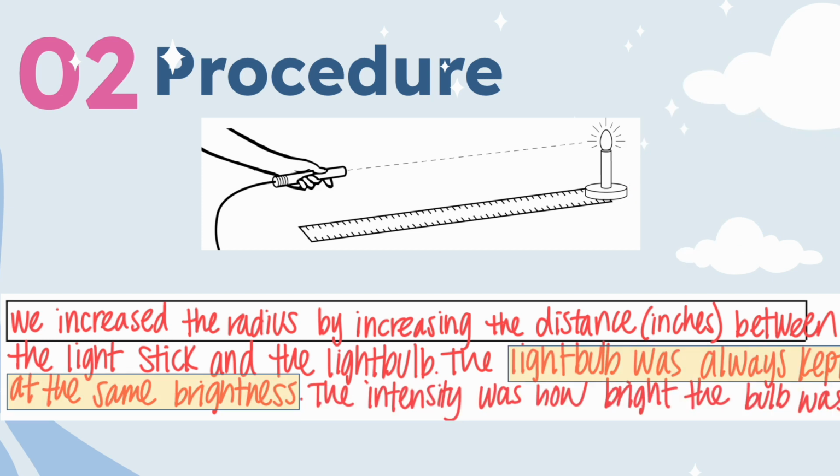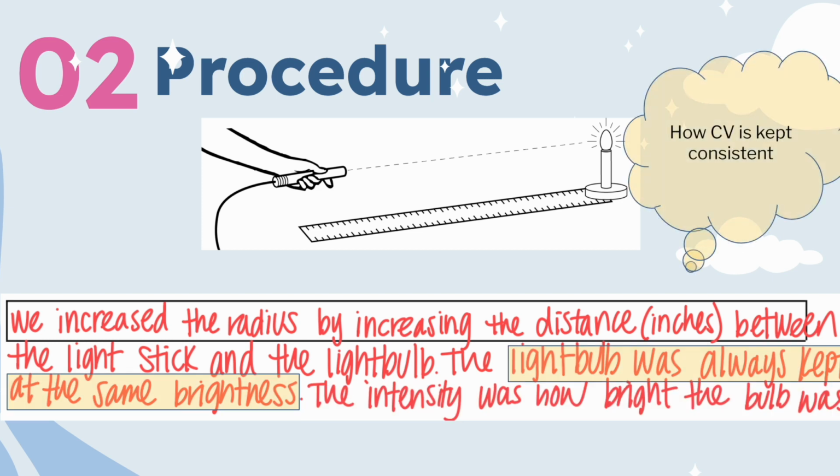Finally, for the control variable, they talk about how the bulb was kept at the same brightness. That's an acceptable control variable. So I gave them points for correctly identifying the three variables. I can tell that it's radial distance, light intensity, and light bulb were the three independent, dependent, control variables, but I don't know how they were measured. As a result, this student got a 3 out of 6 on their procedure.